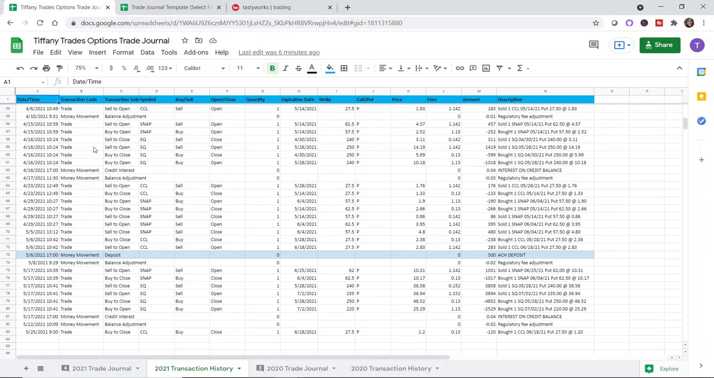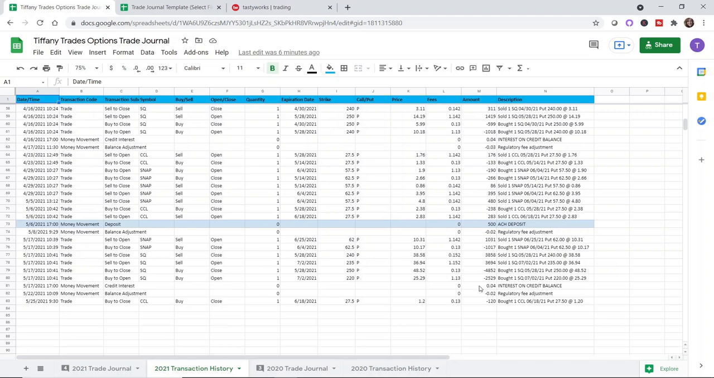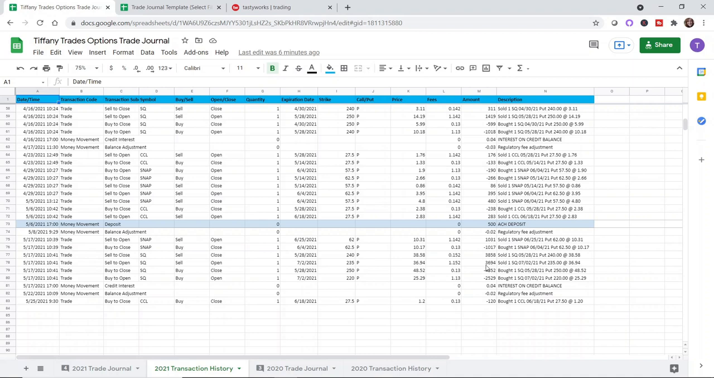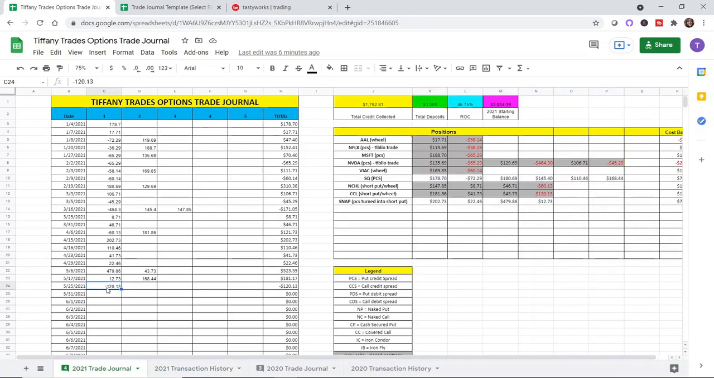Just has the date right here, the type of trade. This is a deposit that I put in recently. I haven't been depositing any more money into this account in 2021, and I just decided to add an extra $500. It tells you the ticker, buy to open, sell to close, etc. And then if you want to figure out how much credit I collected without having to look at this particular journal, you'd simply come over here and look at the amount, and then you would subtract any fees. And so typically what I do when I log my trades is I make sure to include the fees in each of the transactions so that I have a better and more accurate picture of how much money I'm keeping and giving up.